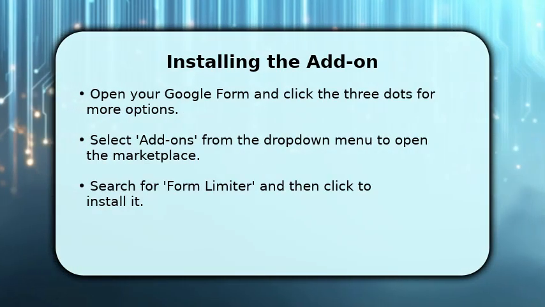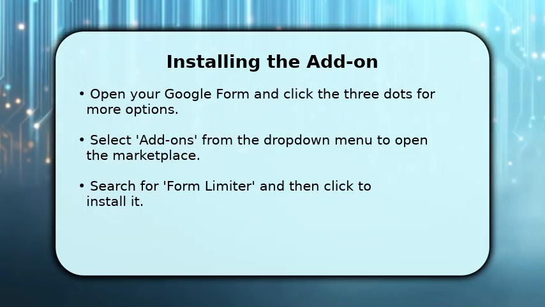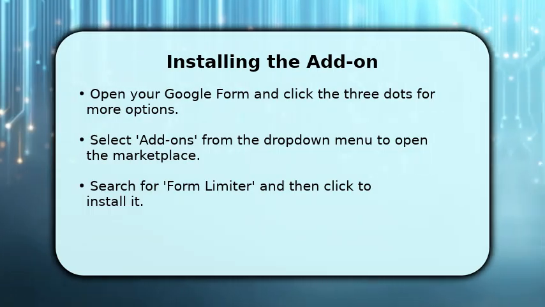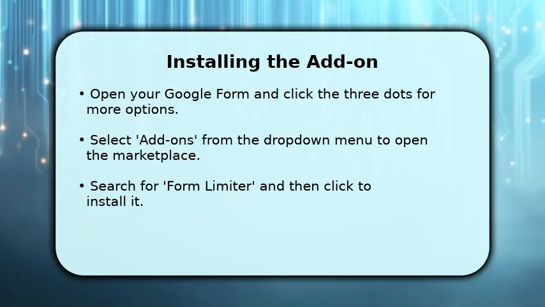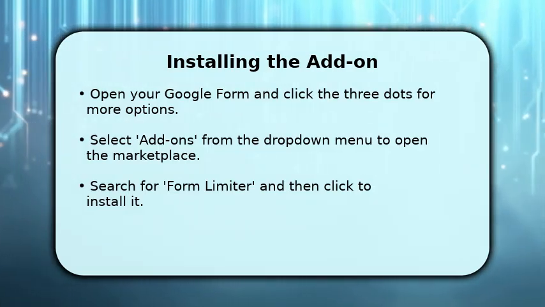Getting started with Form Limiter is quite simple. First, open the Google form you wish to manage. In the top right corner, click on the 3 vertical dots, which will reveal a menu. From there, select Add-ons to open the Google Workspace Marketplace.